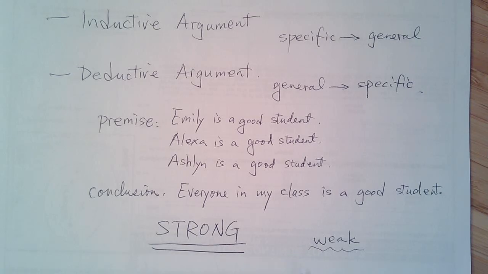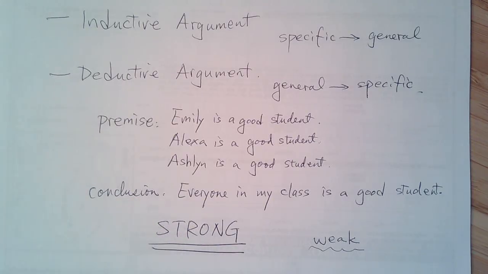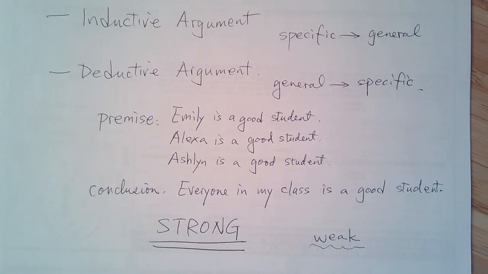So, get the idea about inductive argument? A is good, B is good, C is good. Therefore, all the letters are good. From specific to general, and that conclusion could be true, could be right, could be wrong, which we don't know. Logically, when we talk about this argument, it could be either a strong inductive argument or a weak one. It depends on the sample size, or on whether the sample is a good representative of the whole population.